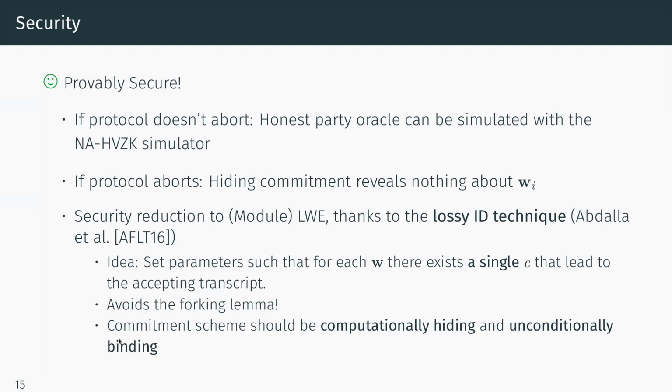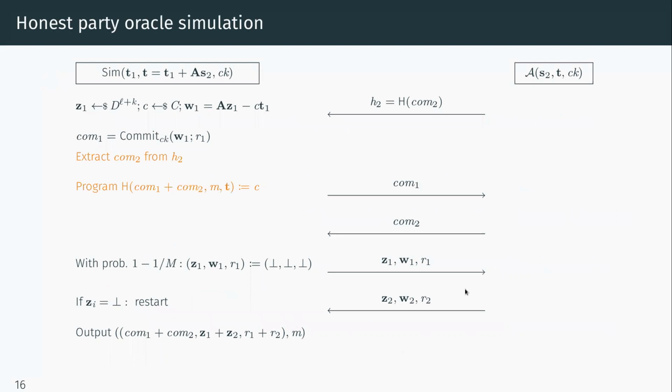And also for this instantiation, we use a commitment scheme that is computationally hiding and unconditionally binding. So, okay, that's the security, and now a bit more detail about the honest party oracle simulation.